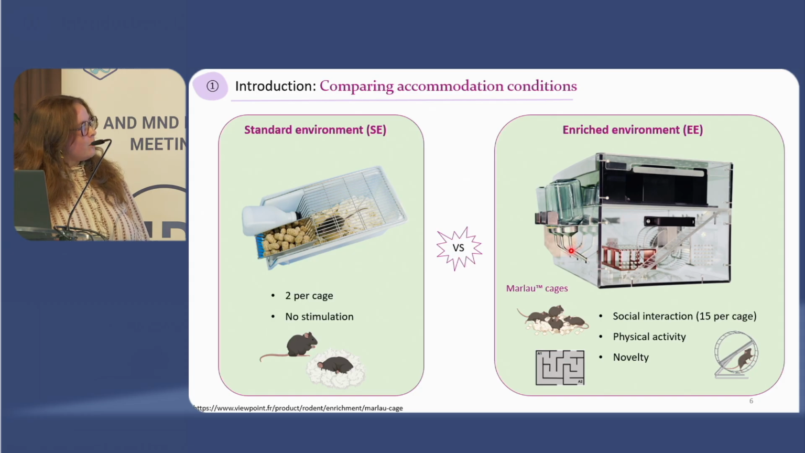So the food and the water are separated by a one-way door, and the mice have to climb the ladder, cross the maze that is changed 2 to 3 times a week, and then slide down the tunnel to have access to the food. This enables us to have the same treatment for all the mice. And so social interaction is modelized by the number of mice, the physical activity by the running wheels, and the novelty by the maze.